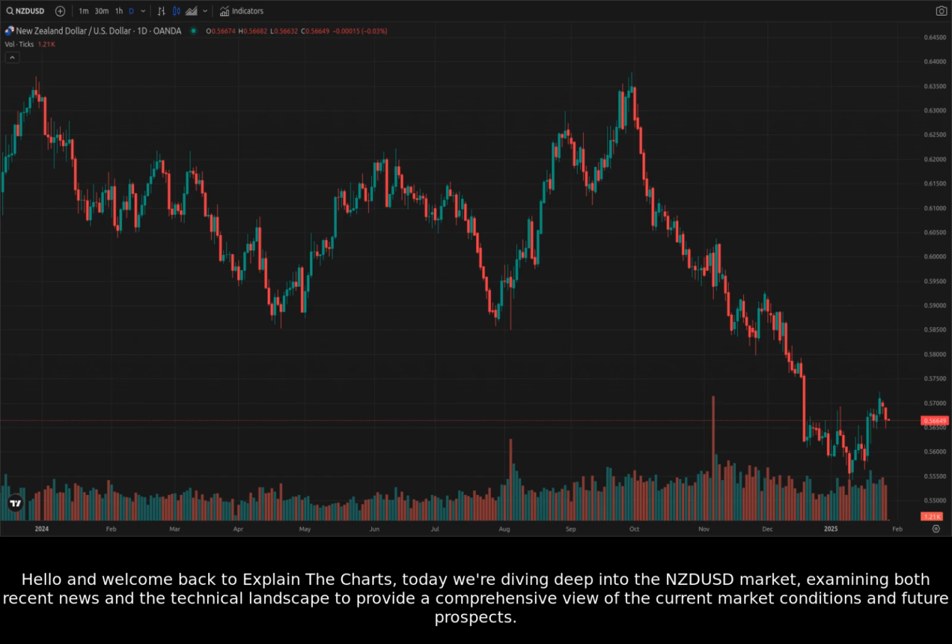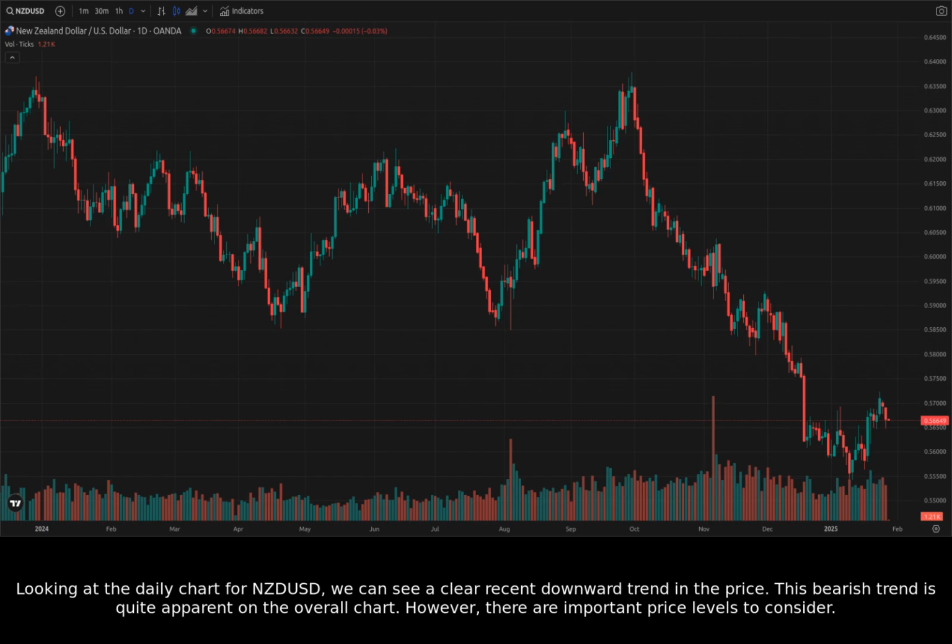Today we're diving deep into the NZDUSD market, examining both recent news and the technical landscape to provide a comprehensive view of the current market conditions and future prospects. Looking at the daily chart for NZDUSD, we can see a clear recent downward trend in the price. This bearish trend is quite apparent on the overall chart. However, there are important price levels to consider.